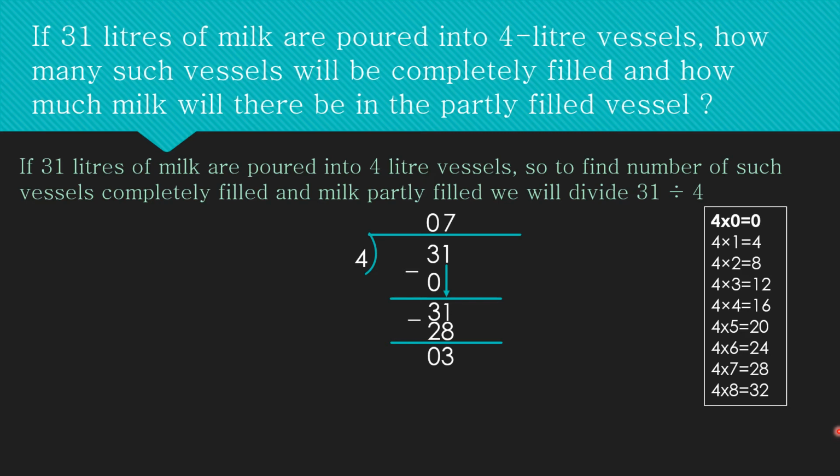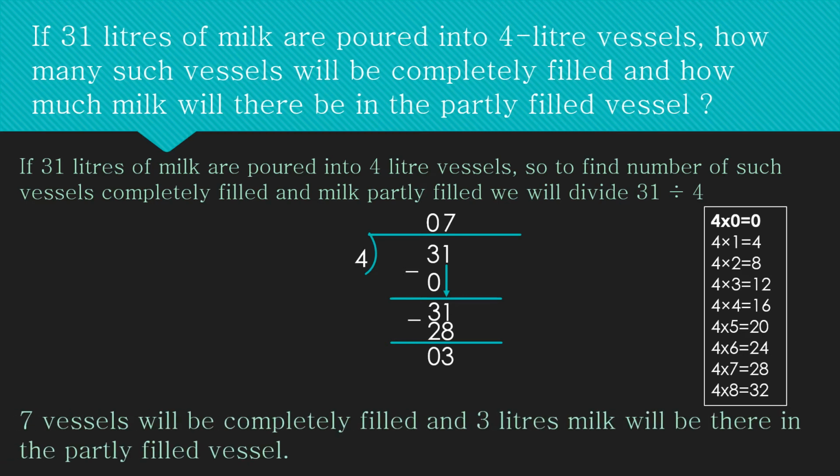So it means that 7 vessels are completely filled and 3 liters of milk is left. So in the partly filled vessel there is 3 liters of milk. So we will write the statement. 7 vessels will be completely filled and 3-liter milk will be there in the partly filled vessels.